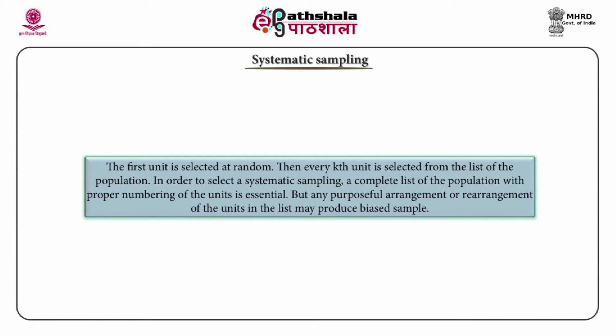Then every kth unit is selected from the list of the population. In order to select a systematic sample, a complete list of the population with proper numbering of the units is very essential. But any purposeful arrangement or rearrangement of the units in the list may produce a biased sample.